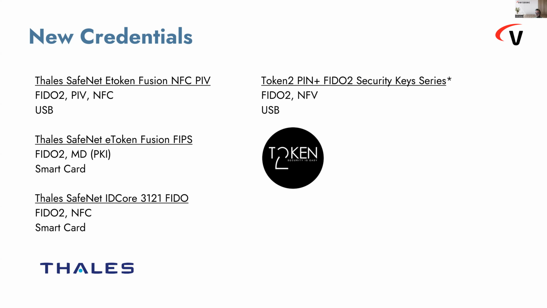Then we have the TELUS SafeNet eToken Fusion FIPS version. This one does not have the enterprise features for FIDO. All the Fusion devices from TELUS can contain PKI or PIV and FIDO applets. TELUS SafeNet ID Core 3121 FIDO. This is a FIDO2 smart card with contactless NFC interface only. It's FIDO2, of course, and physical access.